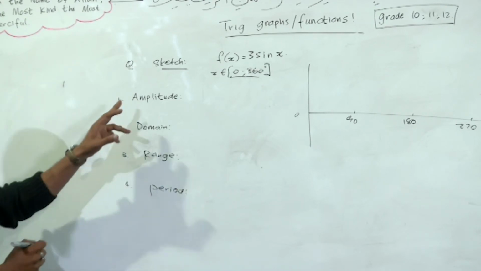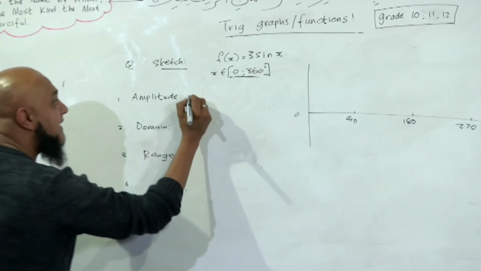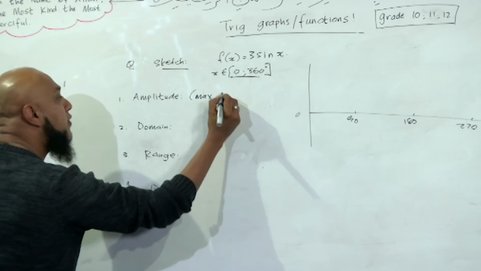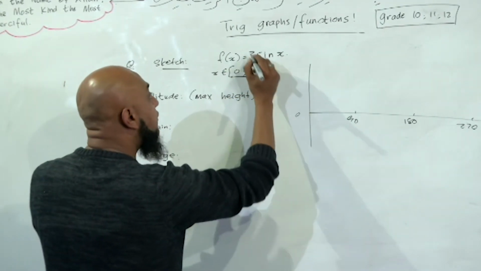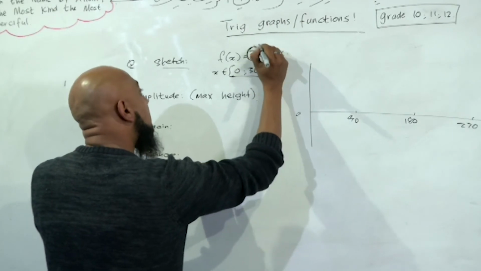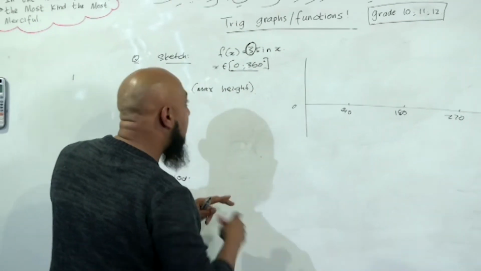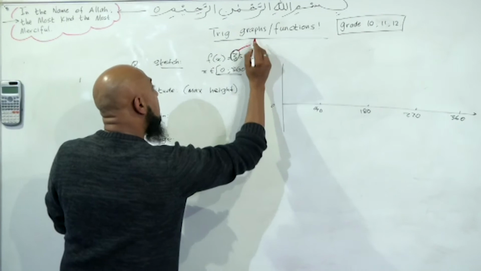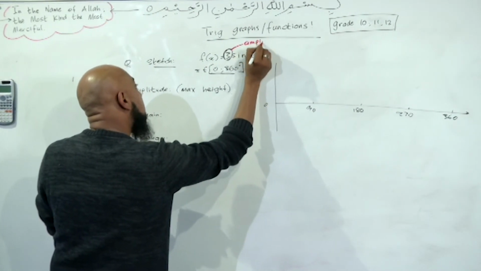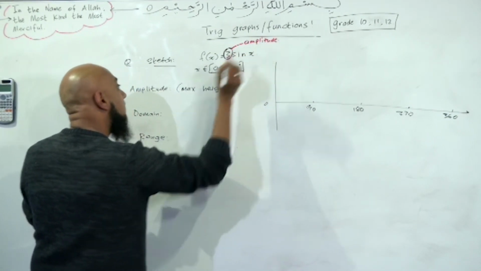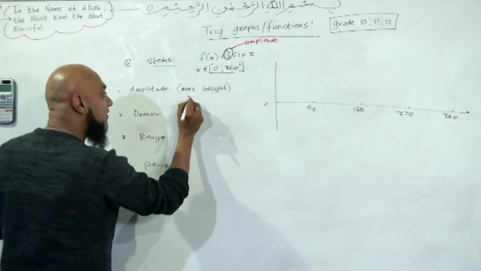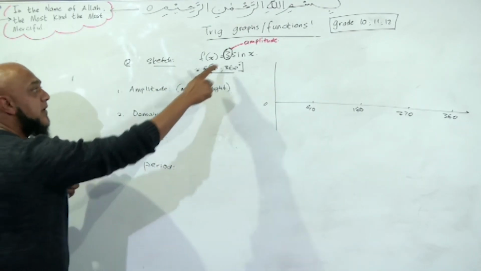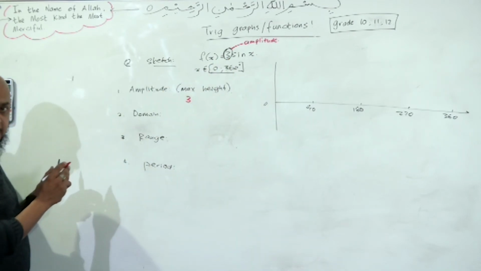The amplitude, I want you to remember, is the maximum height that the graph would achieve. And what is the maximum height? It's given by that number in the front. The coefficient there represents your amplitude, the maximum height. So the question asks, what is the amplitude of the graph? The amplitude is 3. Where did we get the 3 from? We got it from there.